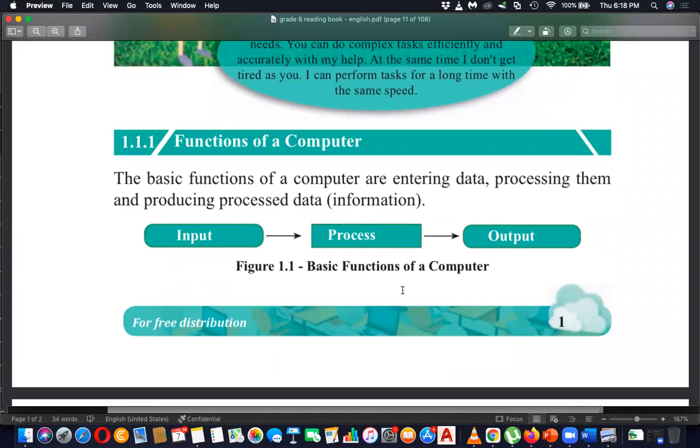We also do the same thing. When you are breathing, inhaling and exhaling, what is the input? When we breathe, we take air in. What is the process? The oxygen is filtered out. Why do you need oxygen?